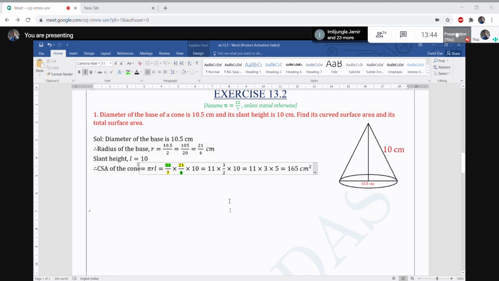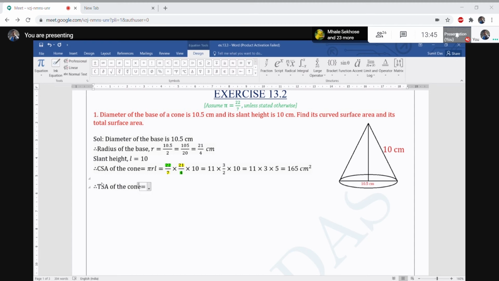Okay, that is the CSA of the cone. Now here we have to find the total surface area also. So the TSA of the cone is equal to, what is the TSA formula? I told you, pi r plus L. Okay, so put the formula.